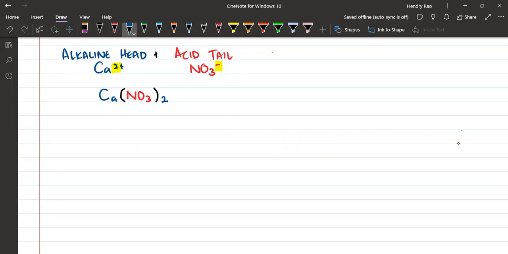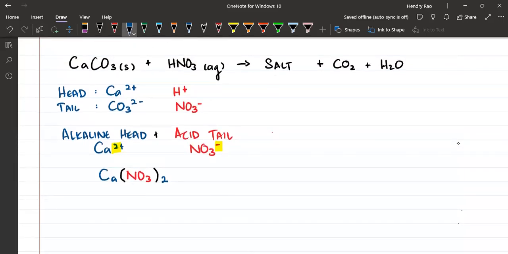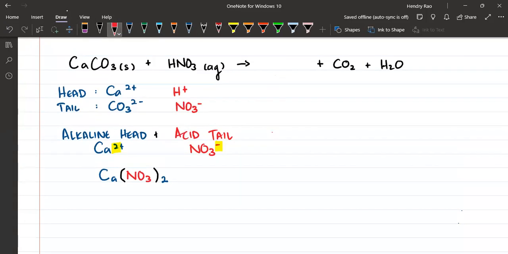Now, automatically, I already know what my salt is. So I'm going to write my salt name now. My salt I'm going to get is calcium, open bracket, open the gate, allow the NO3 to enter, then close the gate and give the key to nitrate. But that's not all.